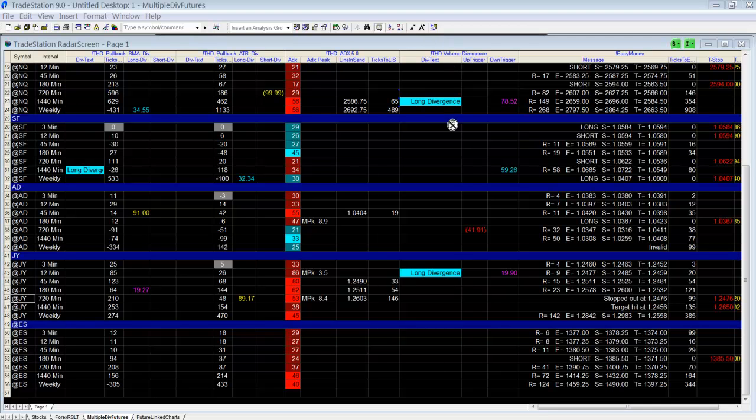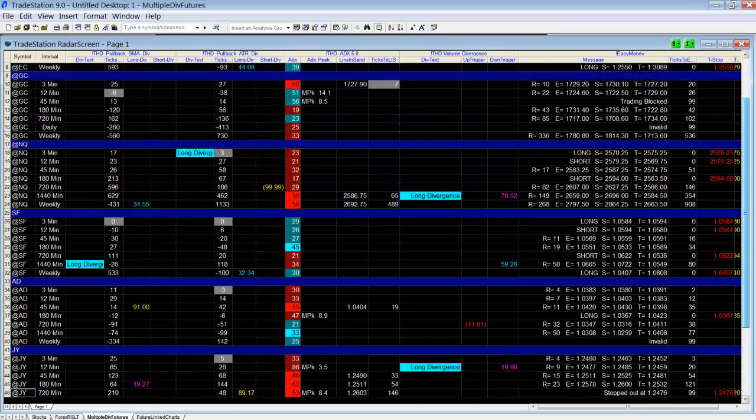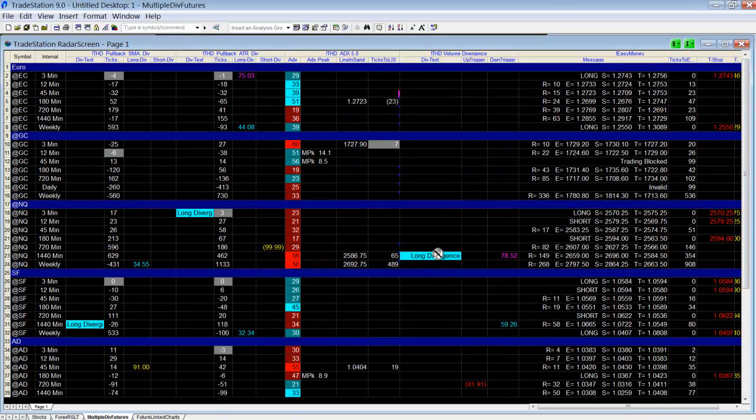Now, that brings me to the next indicator, which is the volume divergence. This is just a standard volume divergence. What I look for when I'm using the long divergence or short divergence in the THD volume divergence is markets that have an extremely high ADX value and it's getting divergence, because that makes me want to pay attention.